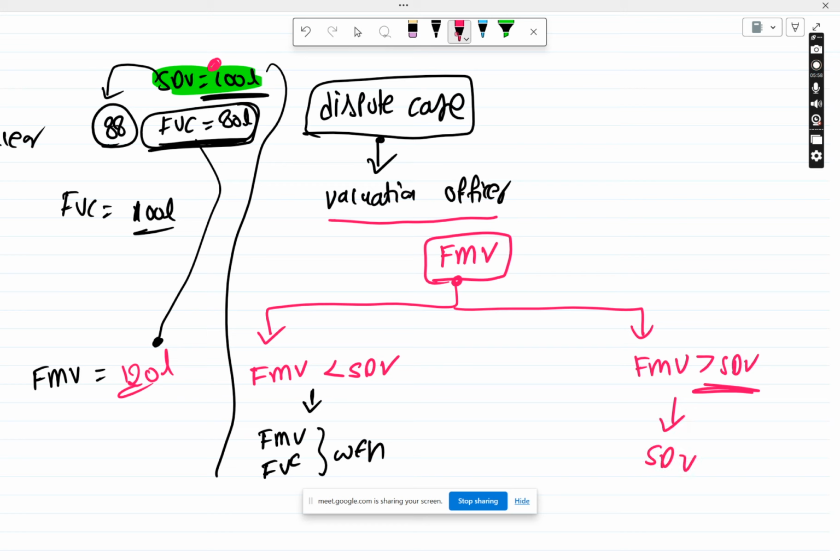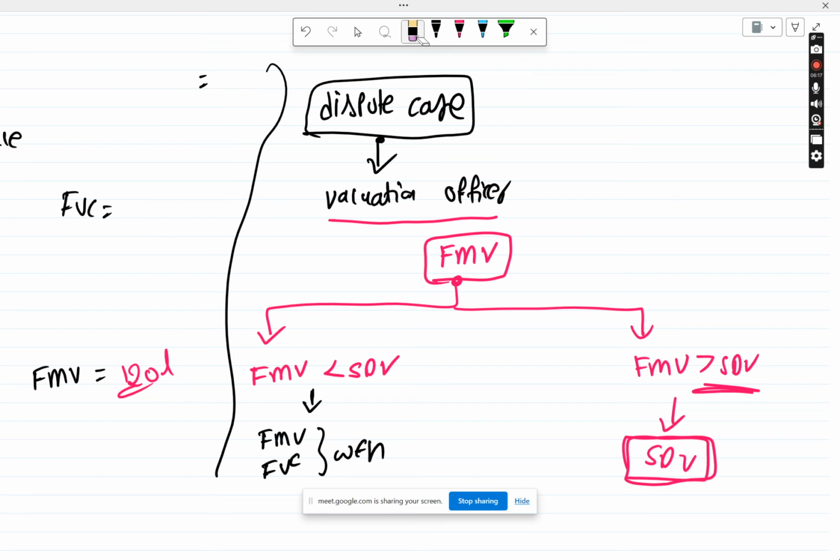The reason we go to the valuation officer is that we are not okay with the government authorities' value. If he decides more than the authorities, then we will fix on the authorities' value only, which is SDV. Is this clear?